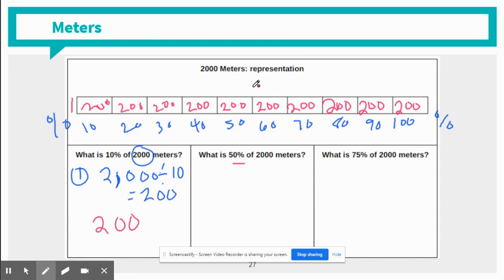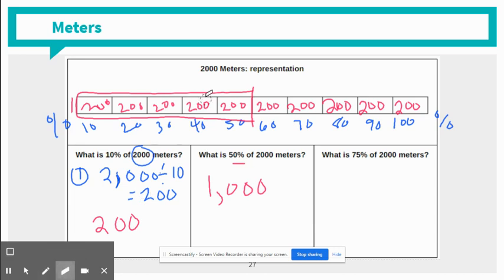So I go to the 50, I draw a line, do that, and then I just count. Well, easiest way to do is count by twos. 2, 4, 6, 8, 10. That must mean that that is, what do y'all think, guys? 1,000. 1,000 meters. All right, and I'm just going to erase this because we can tell it's going to just keep getting bigger.